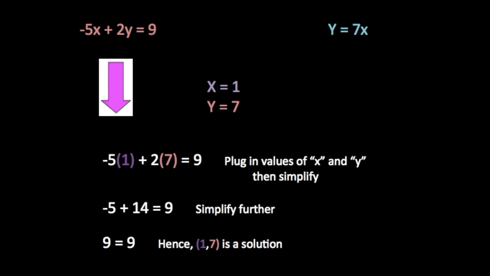Substitute the value of x and y into the original equation, negative 5x plus 2y equals 9. Simplify. Negative 5 times 1 equals negative 5. 2 times 7 equals 14. Simplify further. Negative 5 plus 14 equals 9. 9 equals 9.